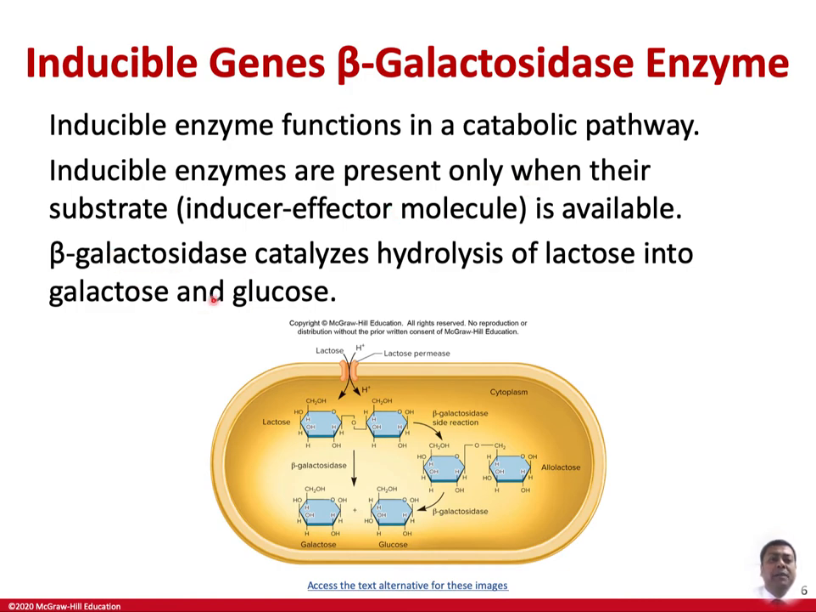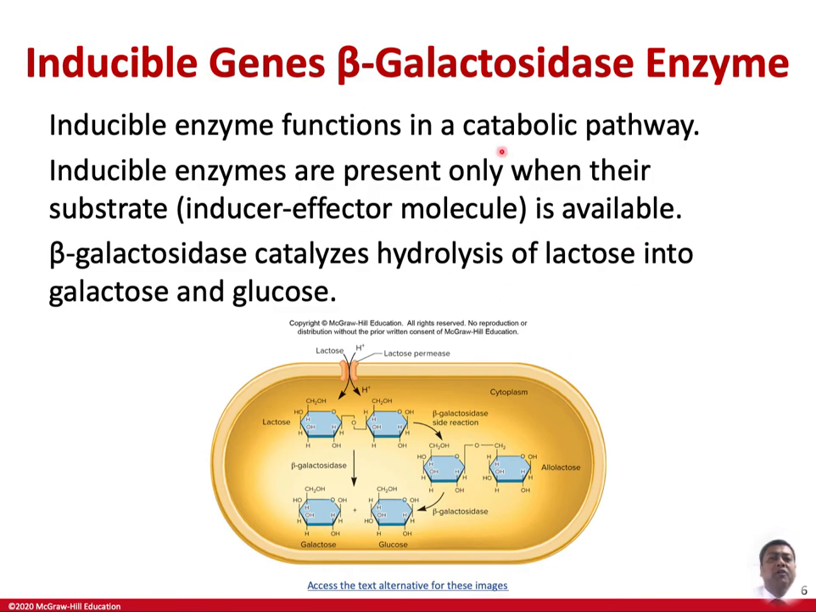And what happens? The beta-galactosidase catalyzes the hydrolysis of lactose into galactose and glucose. So this is the lactose and the beta-galactosidase. This is a side reaction which makes a product called allolactose right here. And that can be broken down into the glucose and galactose. These are the monosaccharides. So this is done by the beta-galactosidase.